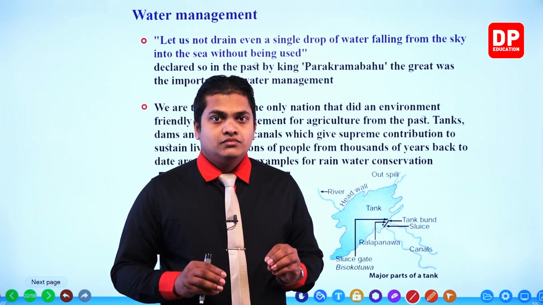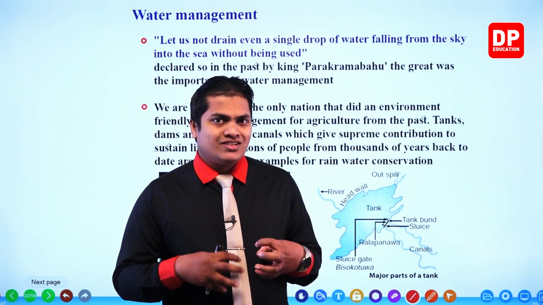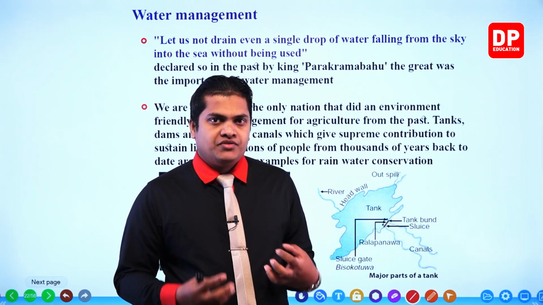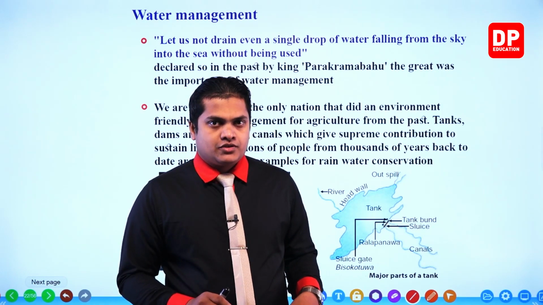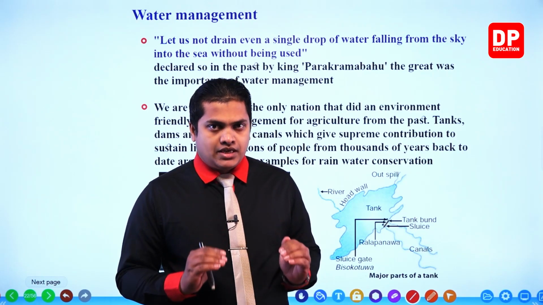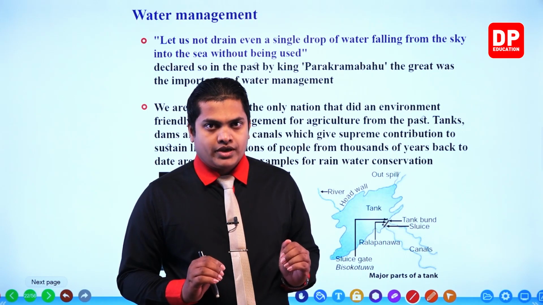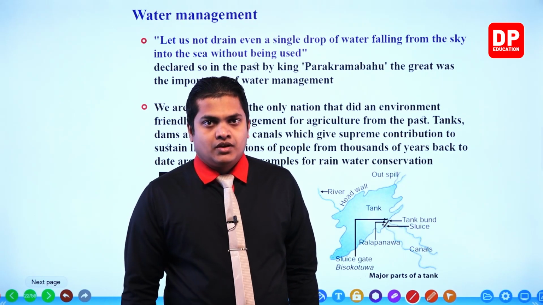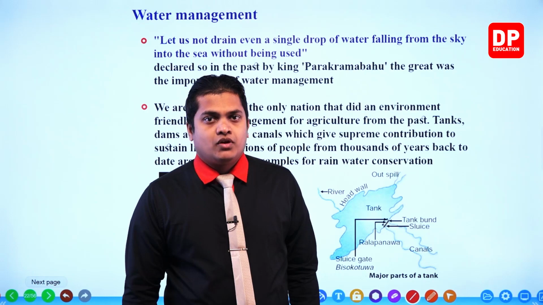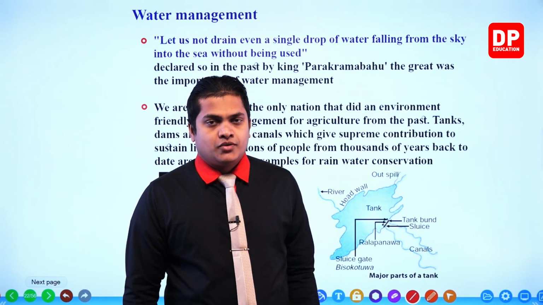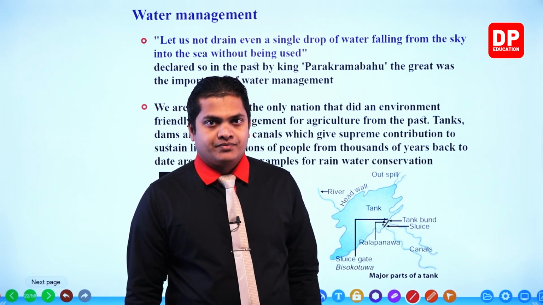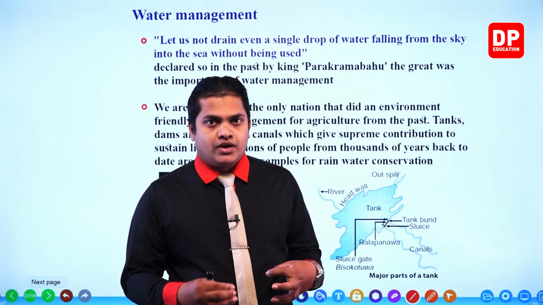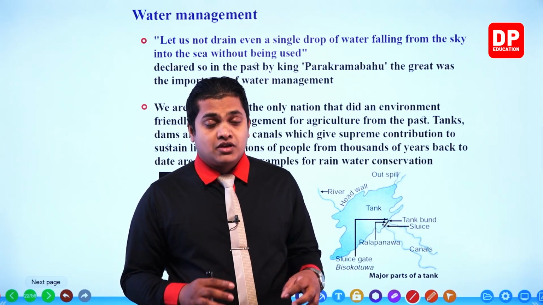That point specially says that we have to utilize each and every drop of water which is falling from the sky. Okay, so this sentence was declared by the great King Parakramabahu. That shows the importance of water, how water is so important for our survival. The ancient people had that idea, my dear children, the importance of water. So they managed the water system very well in order to produce different agricultural crops, especially paddy.